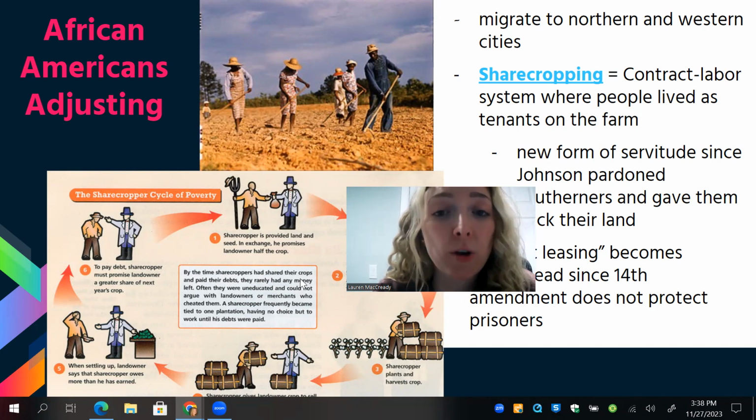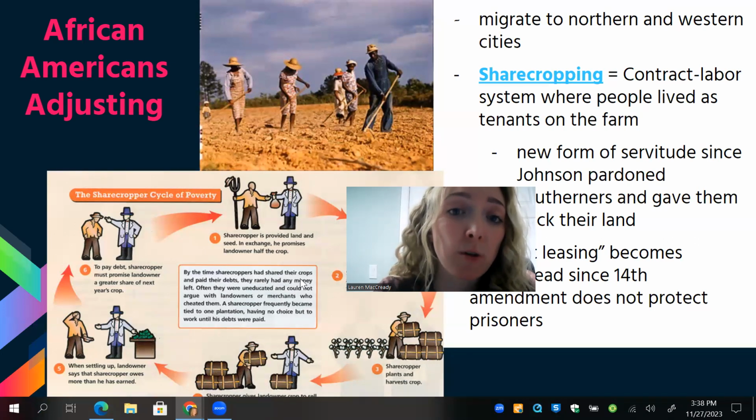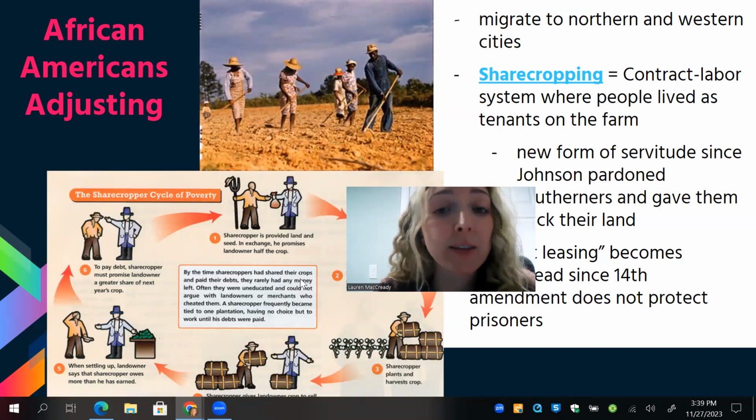So you have the Northern Republicans who are starting to be distracted with their own economic gains, and the Southerners who are getting so fed up with the radical Republicans passing all of these things that we just talked about that now they're incentivized to get up and start doing stuff.